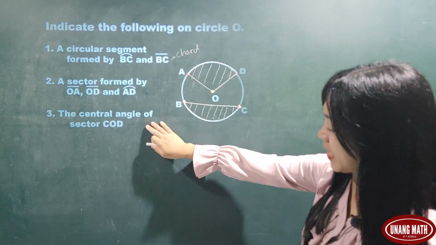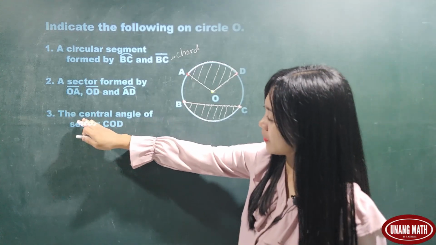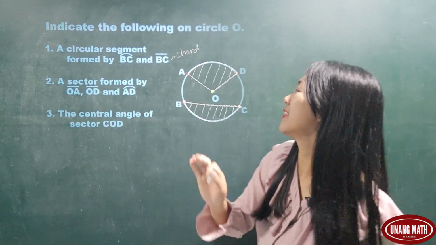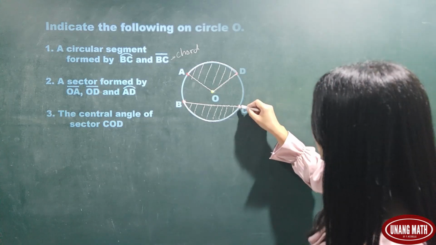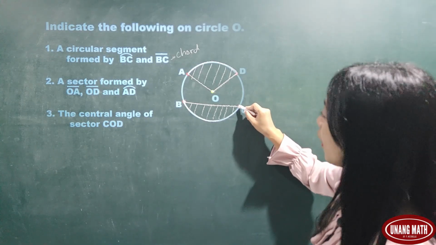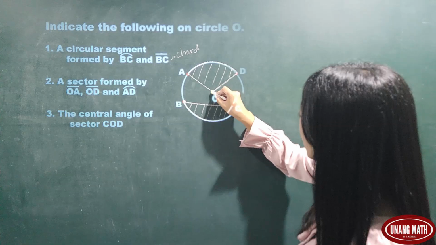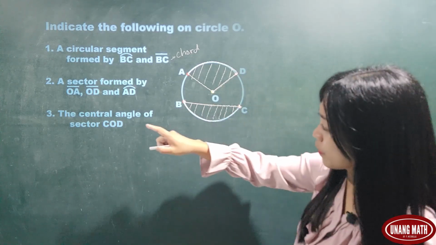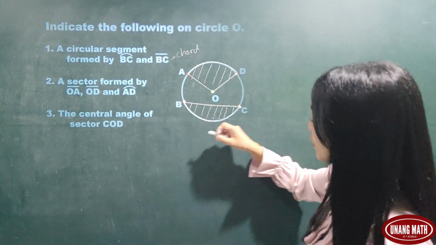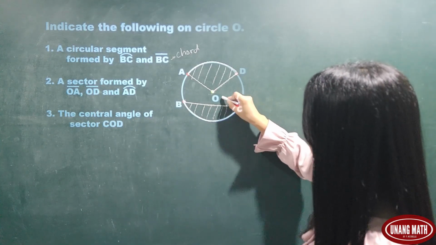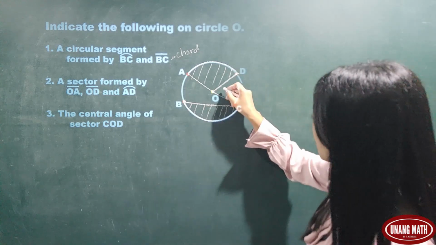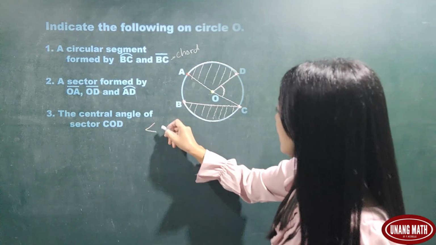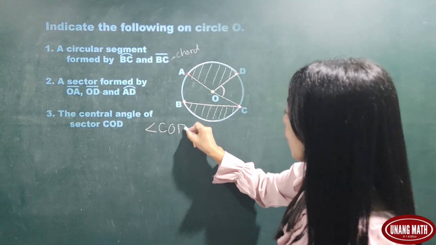What about number 3? We are going to find the central angle of sector COD. Where is point C? This point. What about O? This point. And this is point D. So we are looking for the central angle of sector COD. The central angle is this angle, and this is angle COD.